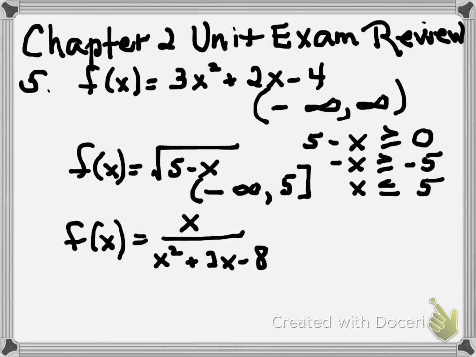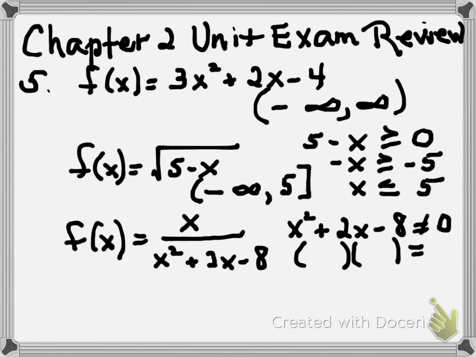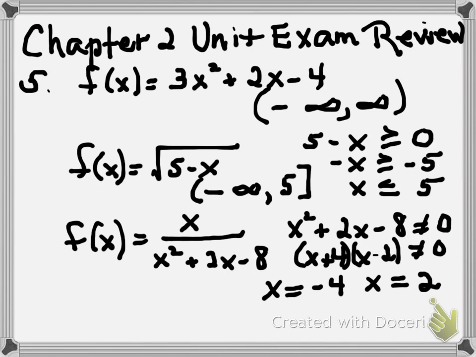The next one, we have a denominator, and we have to make sure that the denominator does not equal 0. So this is factorable into x and x, and we have 4 and 2. We're making it a positive 4 and a negative 2, so we get a positive 2x in the middle term and a negative 8 as the last term. Setting the factors equal to 0, we get x is equal to negative 4 from the first factor, x is equal to positive 2 for the second.